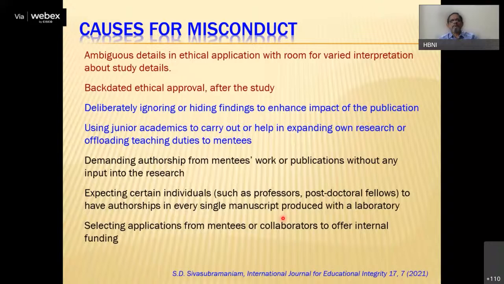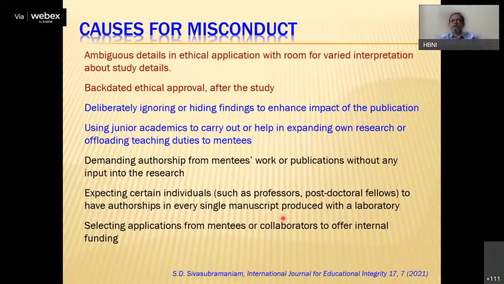Then using junior academics to carry out or help in expanding their own research program, or offloading teaching duties to mentees. So this is another problem which you find pretty often in academic circles, where the professors, especially if they're extremely busy people, people of very high standing and all those things, they have a lot of things to do, very important things to do.